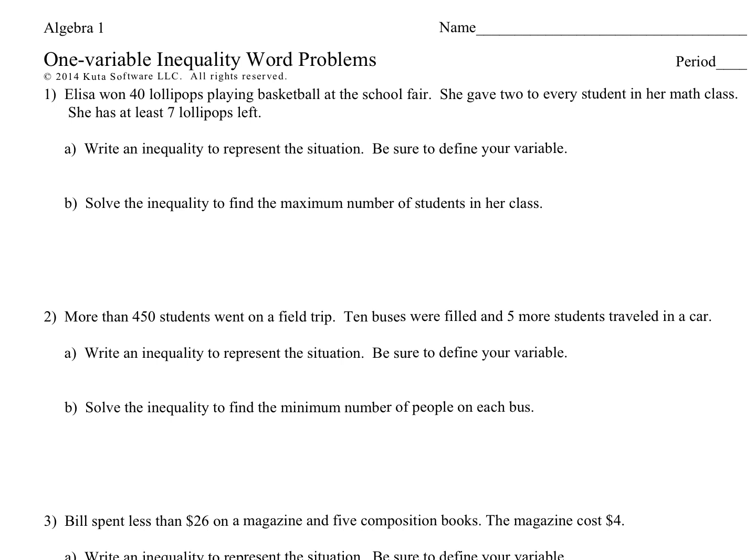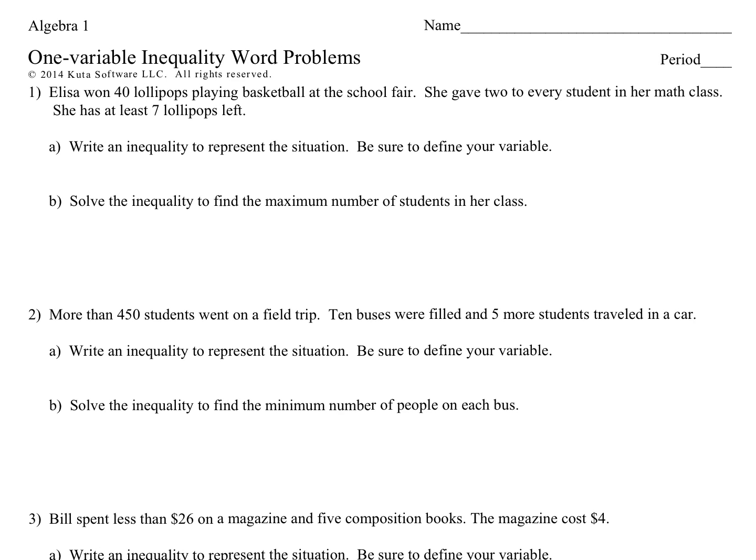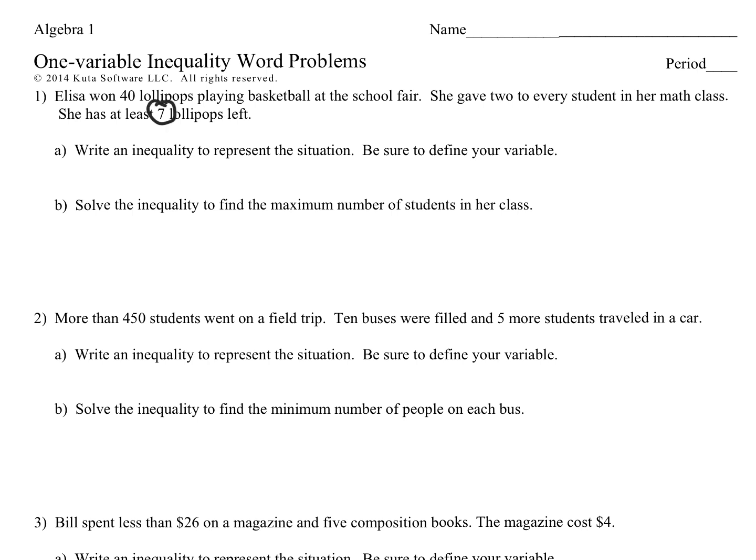Okay, so we have our 3 numbers here to make a 2-step inequality. So we have 7 of them left, so I can circle that number. We started with 40, and she gave 2 to every, that's the same thing as 2 to each. Okay, so we want to write an inequality to represent the situation. So we're going to let S equal the number of students. Okay, that's the item that we're looking for, number of students.